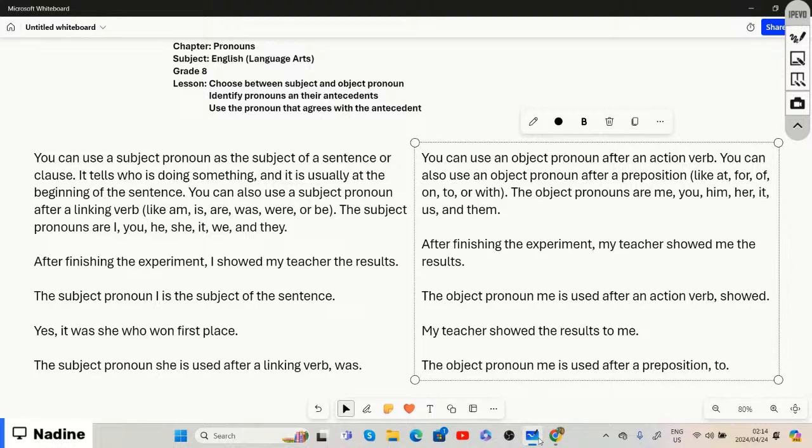For example, after finishing the experiment, my teacher showed me the results, which means that our object pronoun, me, is used after an action verb, which is showed. And my teacher showed the results to me, and that means it is after a preposition.